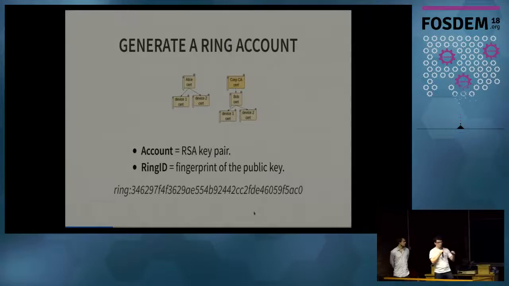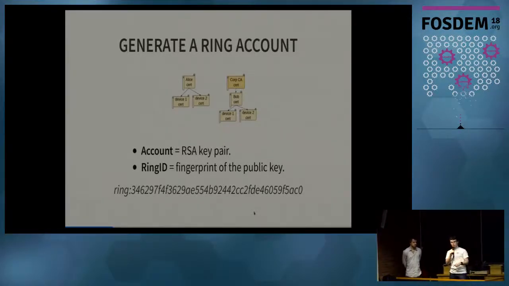So you have OpenDHT, the base for the network. And when you launch Ring for the first time, you will generate an RSA key pair. It's basically your account, and it can be self-signed or signed by a CA. For each device, you will generate a new key pair, and you sign it with the previous one. And the Ring ID is basically the fingerprint of your public key. It's your identifier on the network.